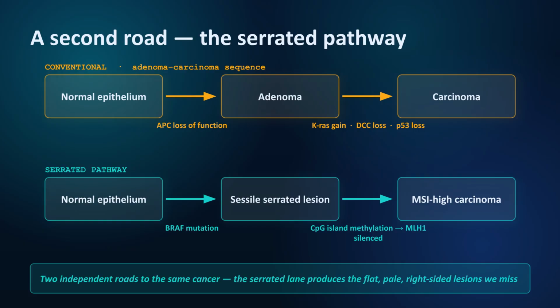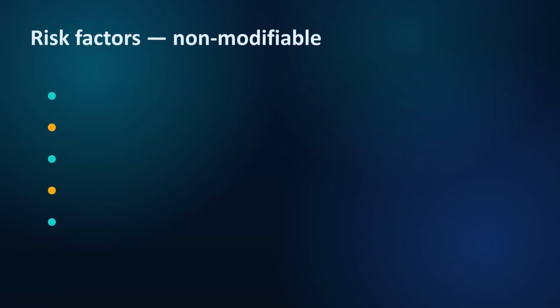Why does this matter at the bedside? Because these lesions are flat, pale, right-sided, and genuinely easy to miss on colonoscopy. A different biology, and a different look. Now the risk factors? Start with the ones the patient cannot change.